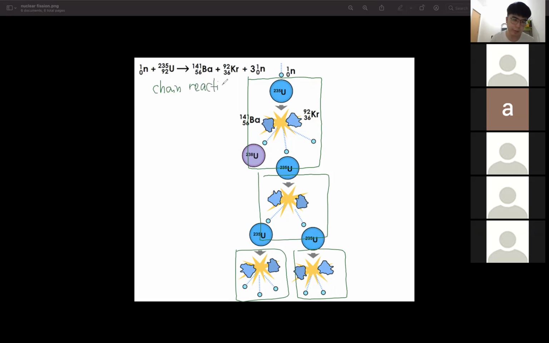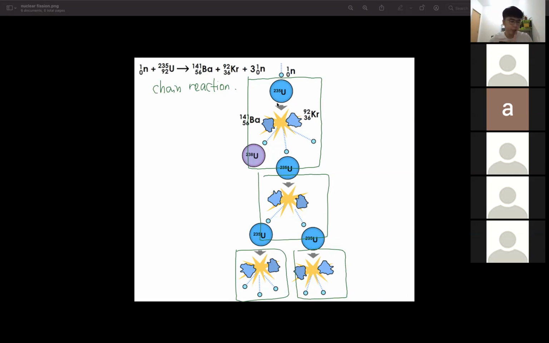What is a chain reaction? A chain reaction happens when, of the 3 neutrons, at least one of them triggers another fission. And then you get another 3 coming out, and of those 3 at least one triggers another one. So in any fission, at least one neutron is going to trigger another one. That keeps the reaction going, and that we call the chain reaction.